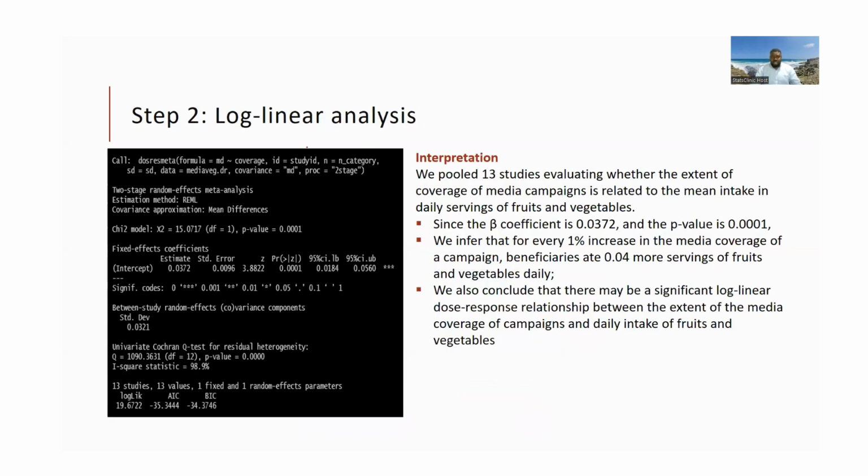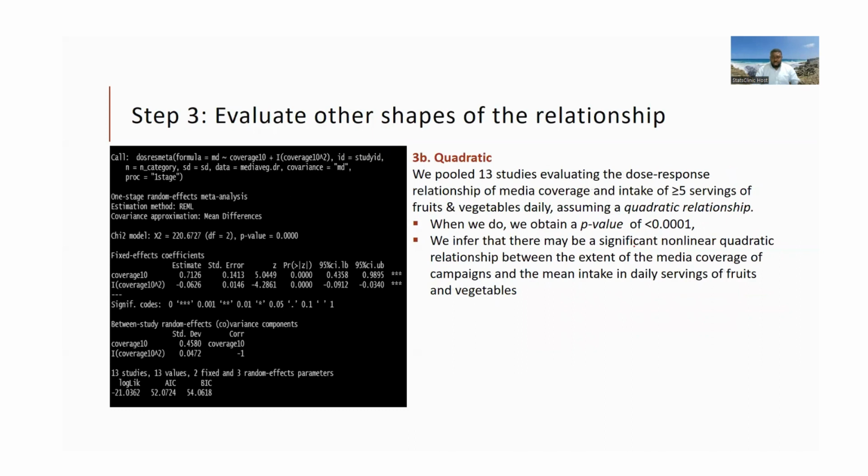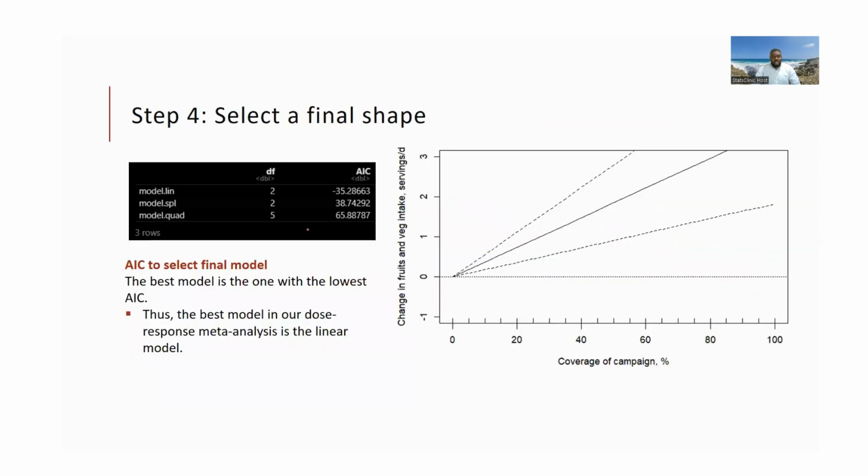So the first step is do the log linear analysis, just like we did in the last one, and you get a p-value of 0.001. Oh, so maybe this is significant, and you try the other shapes. You do a quadratic, you get a p-value of 0.0001. That's okay, significant as well. And then you also try the spline, and when you compare them here as well, you get that the linear model is the best model.